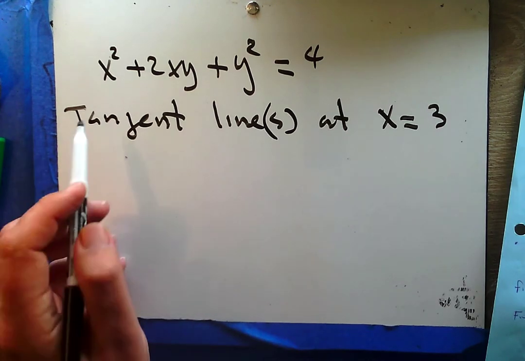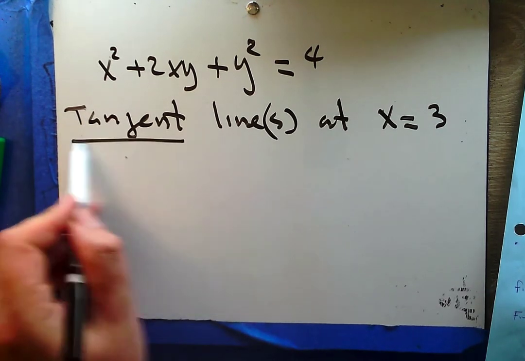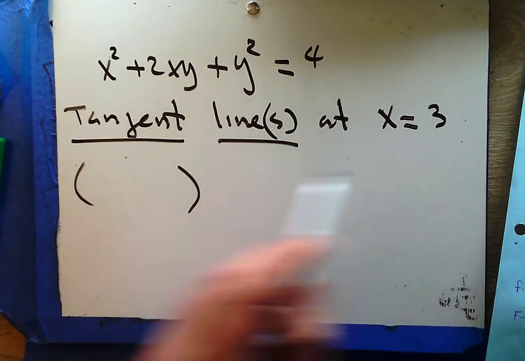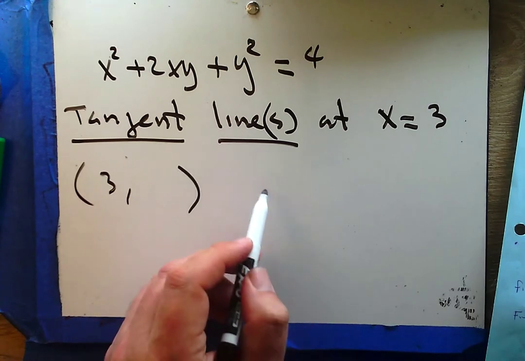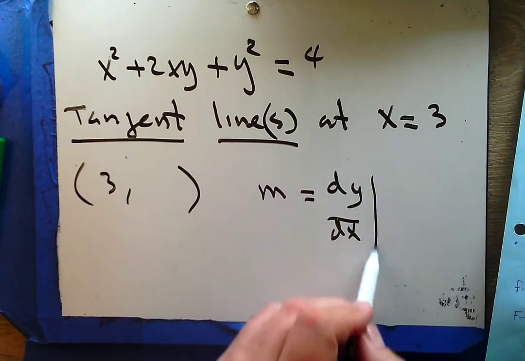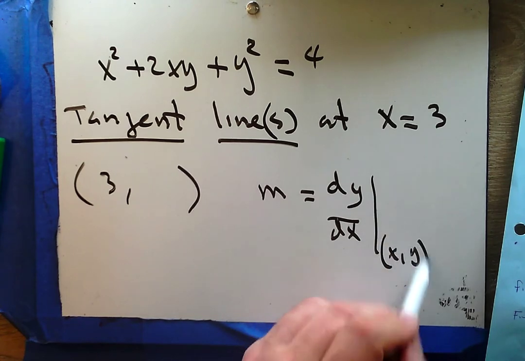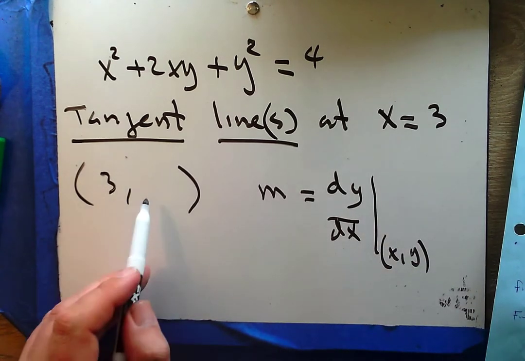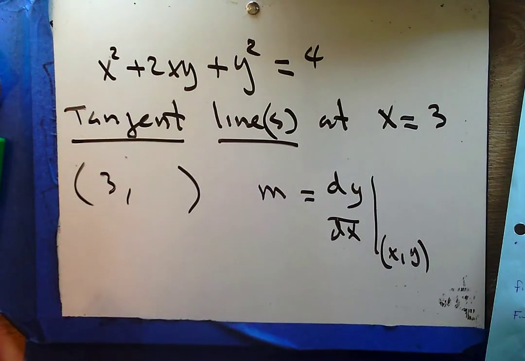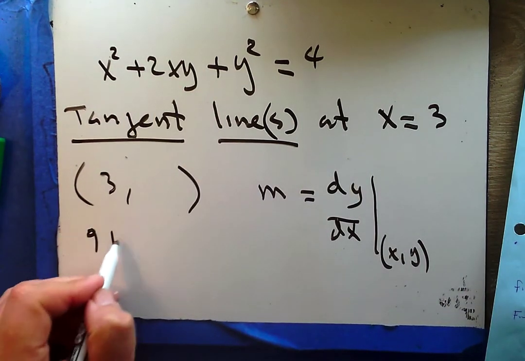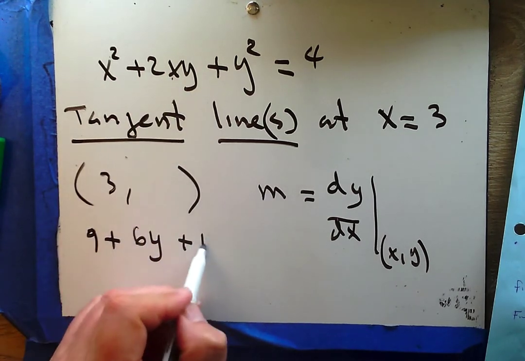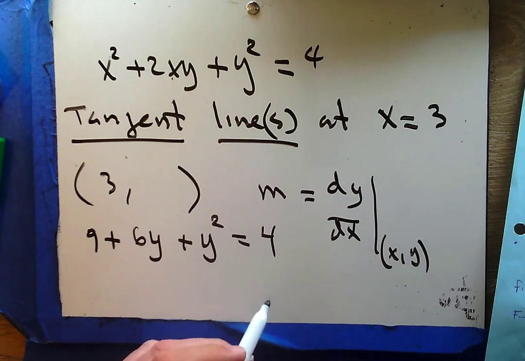Yeah, let's see how that goes. So, what information do I need to write a tangent line? I need a point. Right now I have half a point. And I need a slope, aka a derivative evaluated at that point. So, how do I find the y value? Well, let's take this x value and plug that in for the x's. So we're going to have 9 plus 6y plus y squared equals 4.